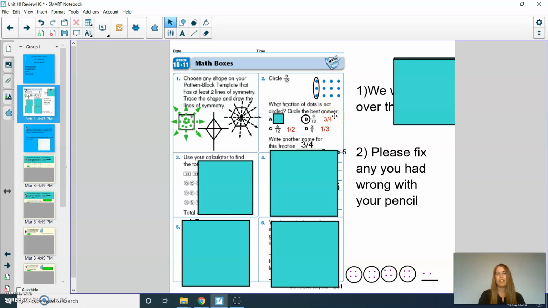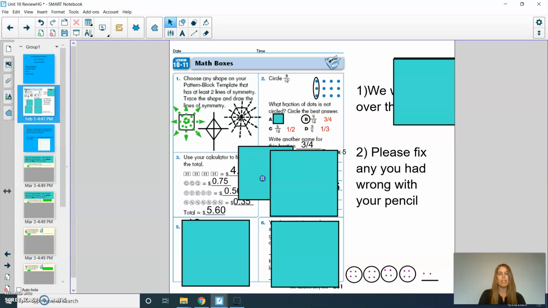Now another name for 9/12 is 3/4. Because if you can see, I have 3 of my groups out of a total 4 that are not circled. And so that's what I chose for my other name for 9/12. There's other possible answers for names for 9/12, but 3/4 would be the one in simplest terms.